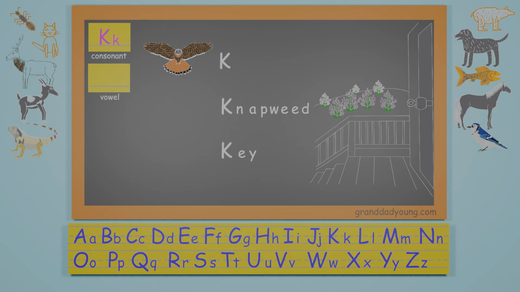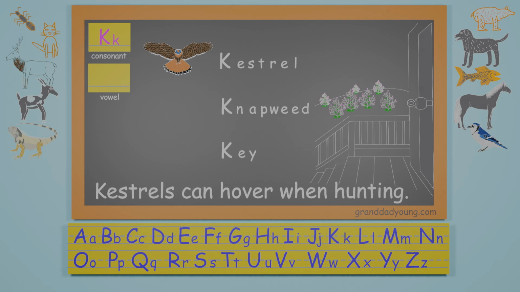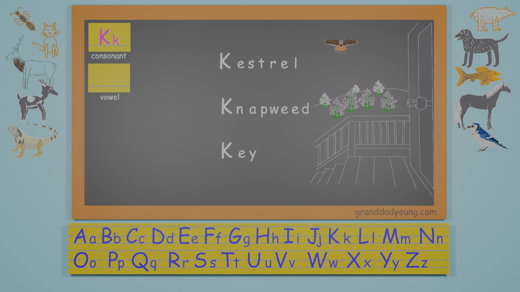Kestrel. K-E-S-T-R-E-L. A small hawk that has the ability to hover in midair. Kestrels can hover when hunting. Oh, look! I think he saw something.